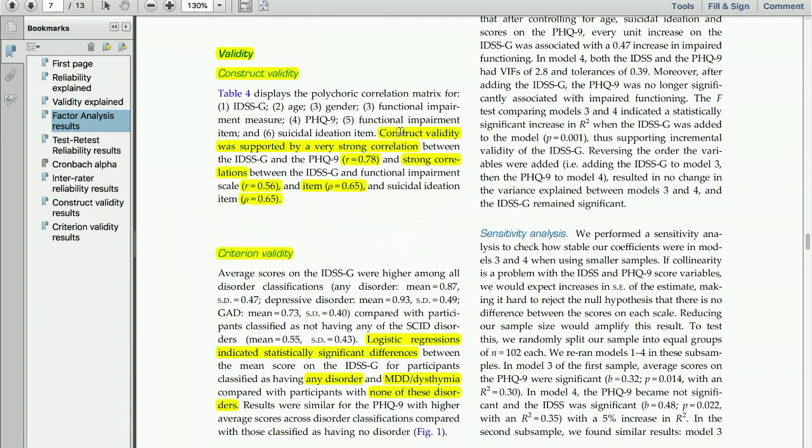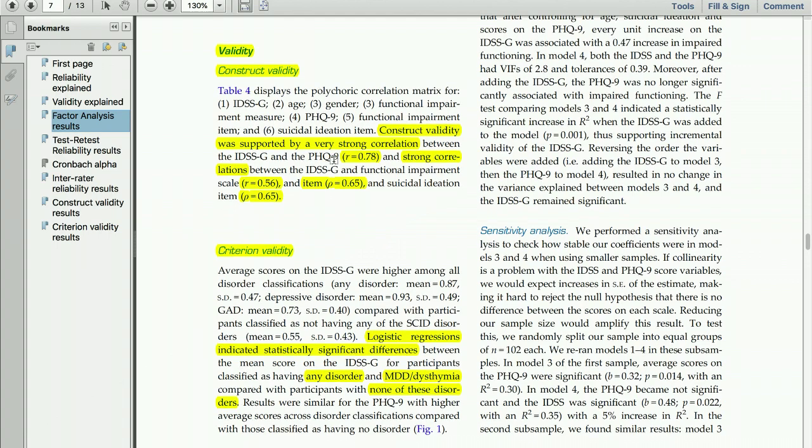And so in this case, the construct validity was supported by a very strong correlation between the measurement tool that we're looking at here, which is the IDSS, the International Depression Scale, and the PHQ-9, which is another very popular depression scale. So it is a good correlation. Therefore, this scale has good construct validity.